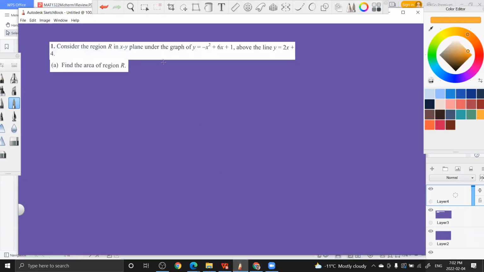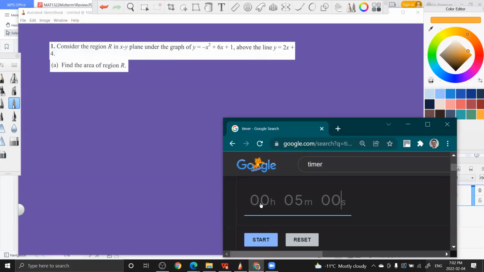So here's the first question. Consider the region R in the xy plane under the graph of negative x squared plus 6x plus 1 above the line y is equal to 2x plus 4. So our task is to find the area of the region R. And I'm going to give you guys 3 minutes for this one.